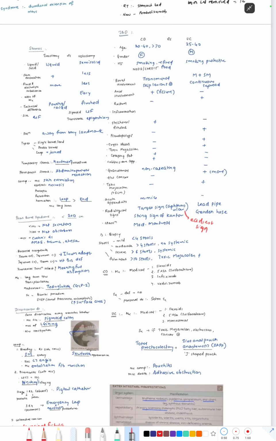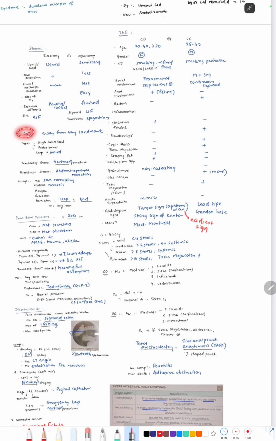Then the technical difference is that in ileostomy there is a pouting that is done, that is raised margins, while flush margins are seen in case of colostomy. Then the site is the right iliac fossa for ileostomy. For colostomy, if it is going to be a sigmoid colon, then the left iliac fossa, and if it is a transverse colostomy, then the epigastric region.